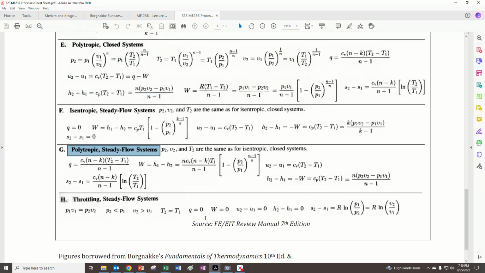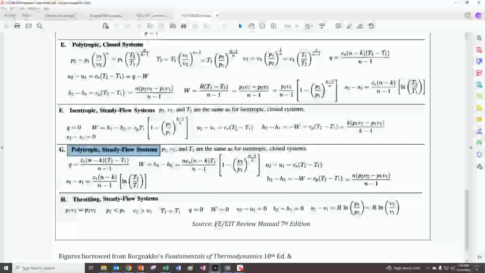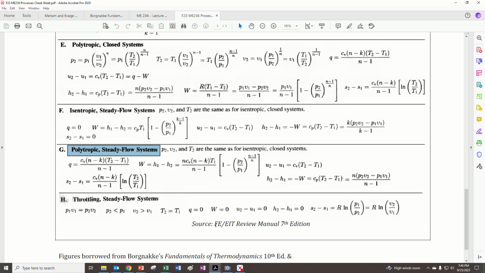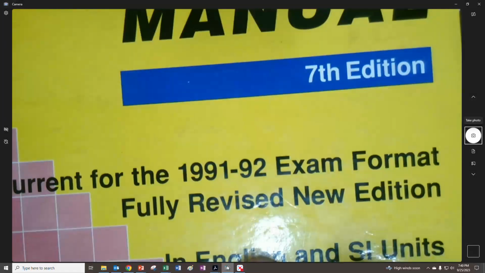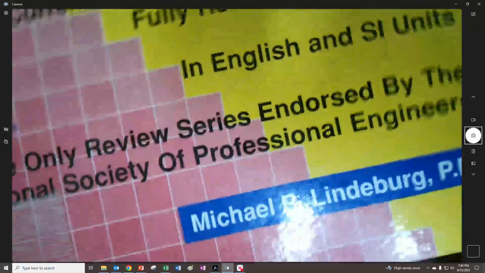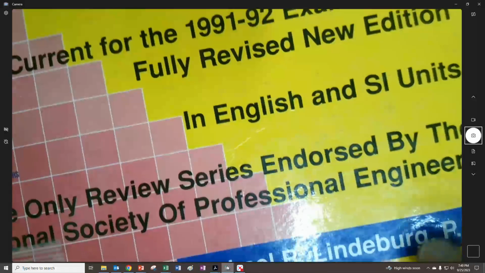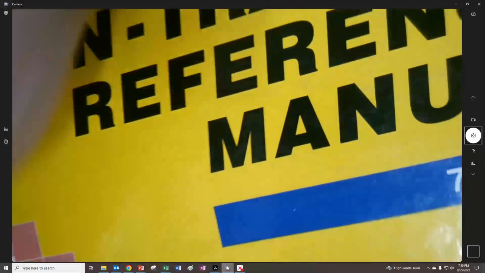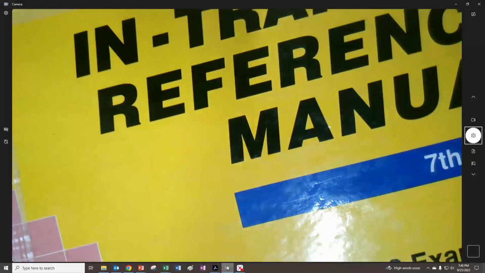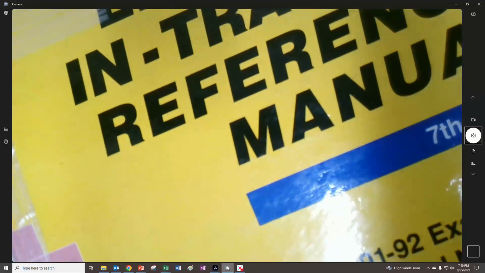So the source of this was the FE, or Fundamentals of Engineering Exam Review Manual. It used to be called the EIT Manual, and here is mine, the 1991-92 edition from Lindenberg. This has been a great resource to have. I'm trying to not lose my page. I have to put a pen in there and raise this up.